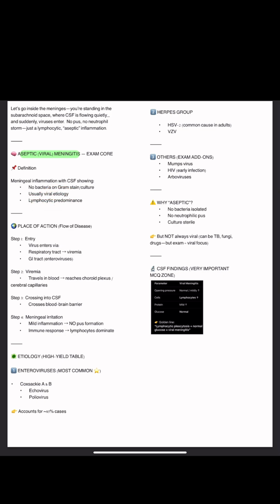Lymphocyte predominance is there. You are in the subarachnoid space where CSF is flowing quietly, and suddenly viruses enter. There is no pus, no neutrophil storm, just a lymphocytic aseptic inflammation, and that is nothing but aseptic viral meningitis.